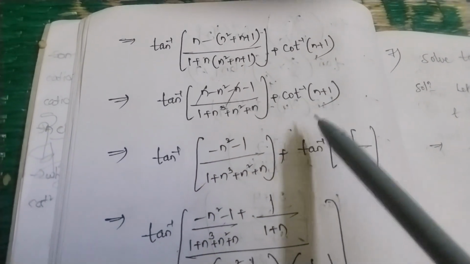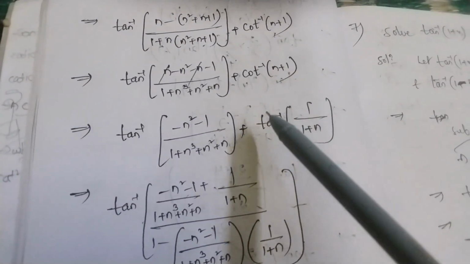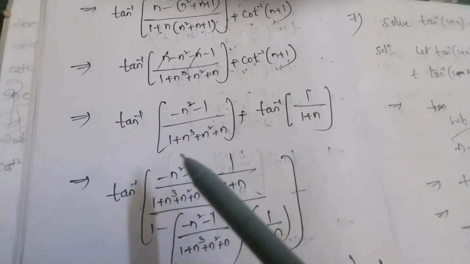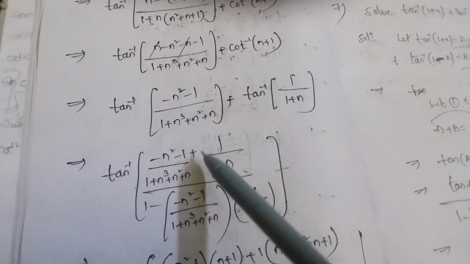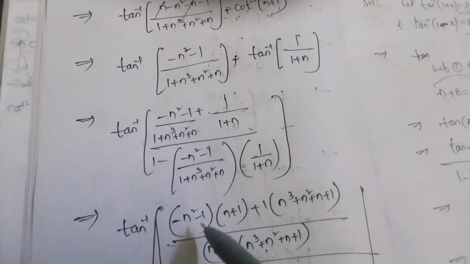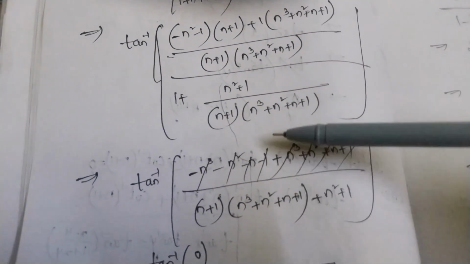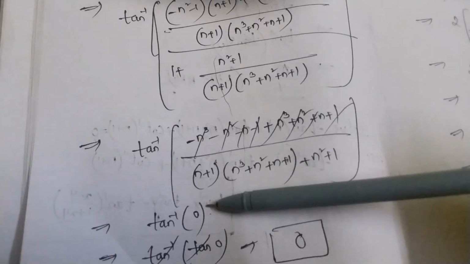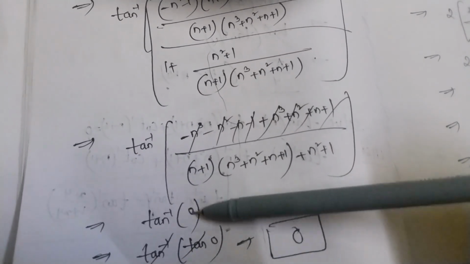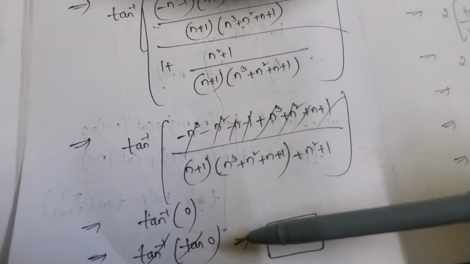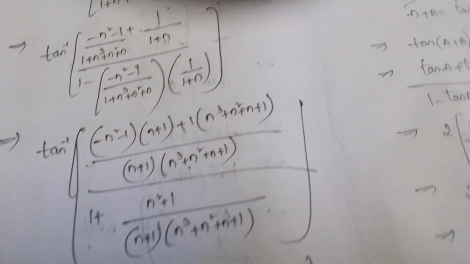To convert cot in terms of tan, since tan and cot are reciprocal to each other, it will be tan inverse of 1 by 1 plus n. Again, it is a form of tan inverse x plus tan inverse y, so apply the formula tan inverse of x plus y by 1 minus xy. After doing all the calculations, the numerator gets cancelled and we get tan inverse of 0. Which value of tan is 0? Tan 0 is 0, so we substitute tan 0 in place of 0. This tan inverse and tan get cancelled. We are left with the answer, that is RHS, 0.